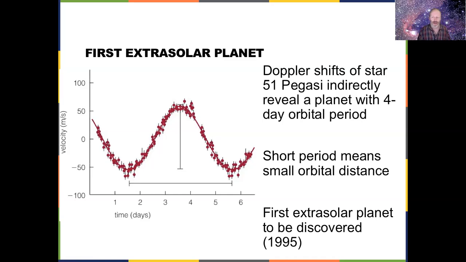But here's the thing. That's not that unusual, because if you look at the moons of Jupiter, there's one moon, Io, that goes around in less than 2 days. There's another moon, Europa, that goes around in 3.5 days. There are things that go this fast around things.